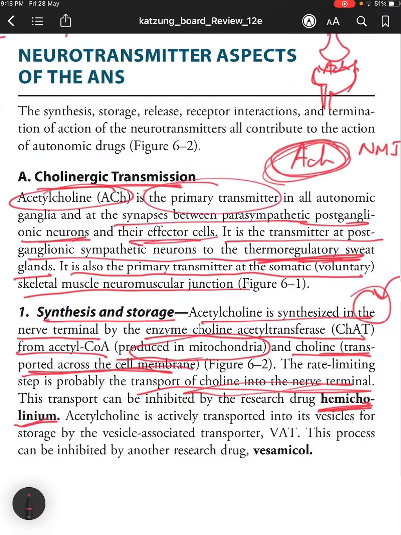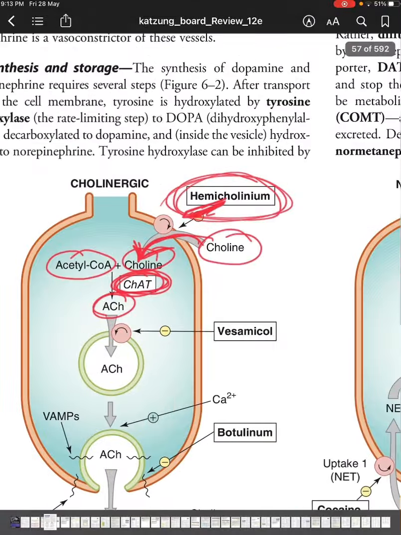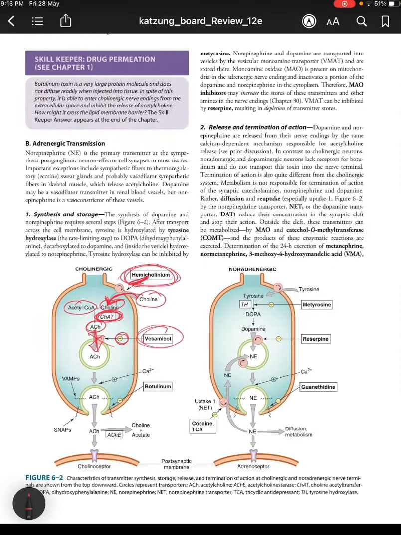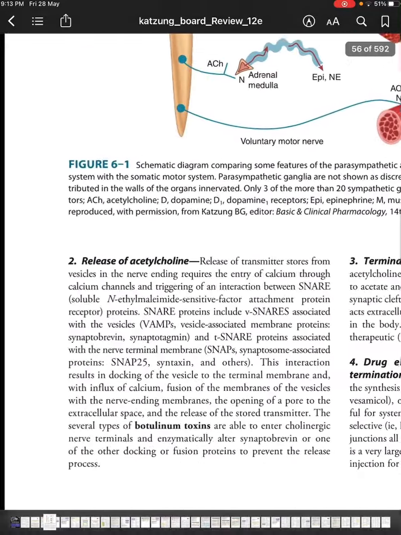Acetylcholine is actively transported into its vesicles for storage by the vesicle associated transporter, VAT. This process can be inhibited by another research drug, vesamicol. So entry into the vesicles is prevented by this drug called vesamicol. So hemicholinium was blocking choline's entry into the cell, whereas vesamicol is blocking entry of ACH into the vesicles. Now coming to the next step.